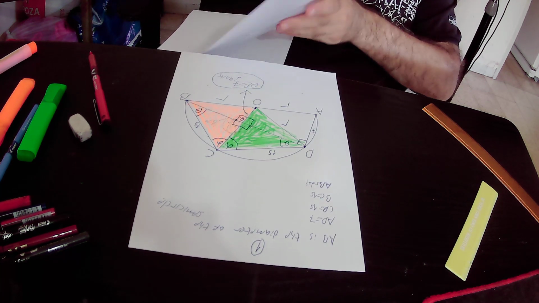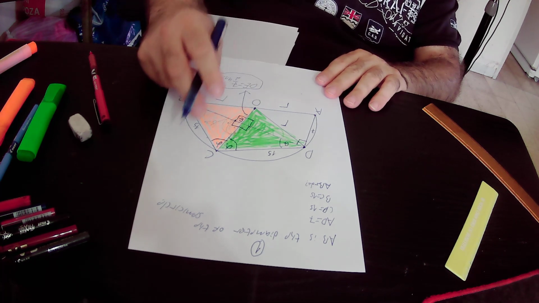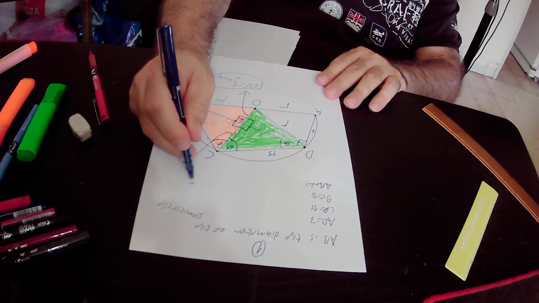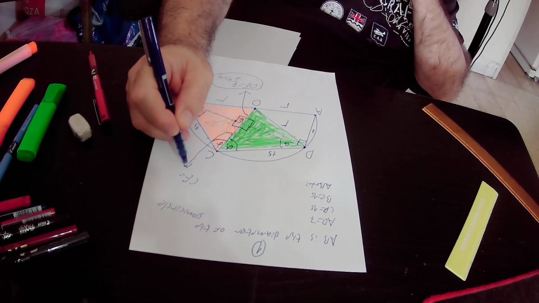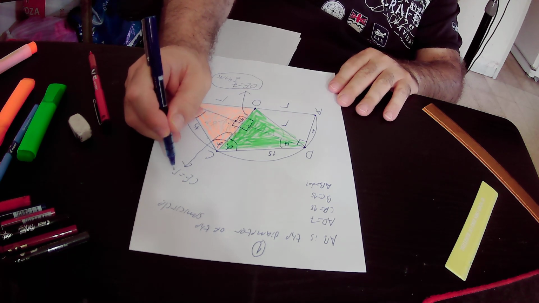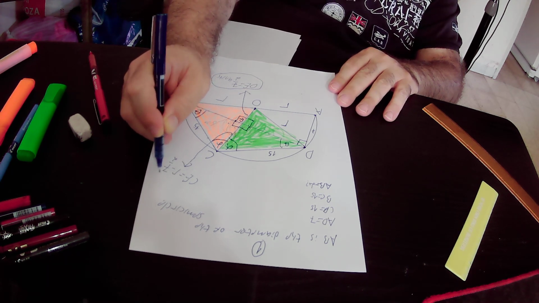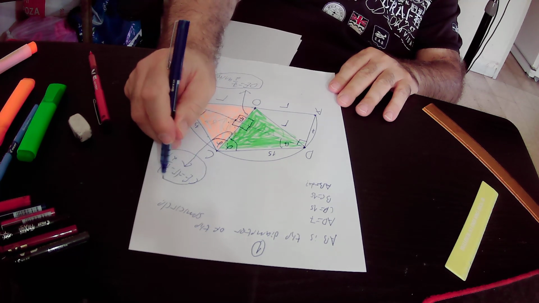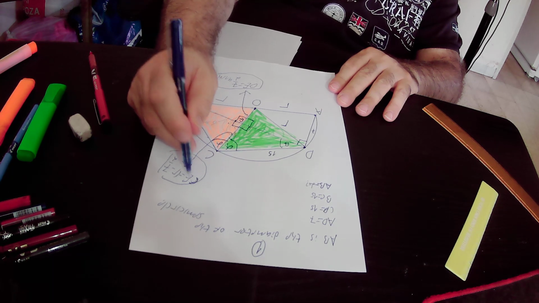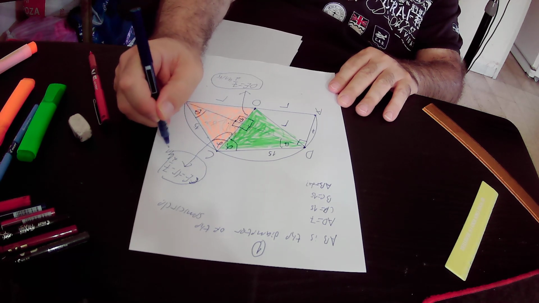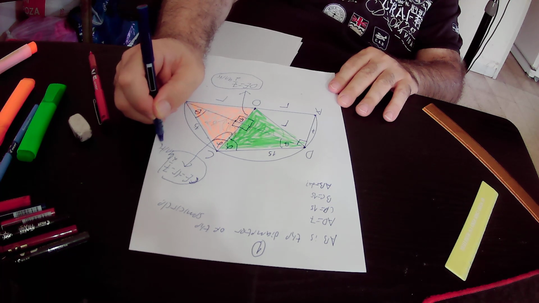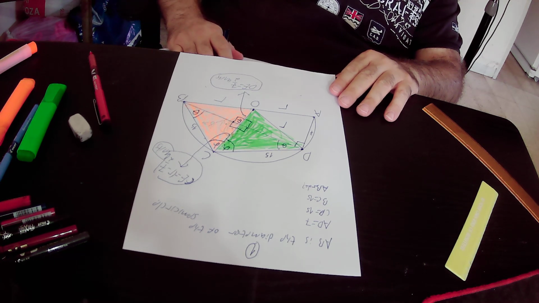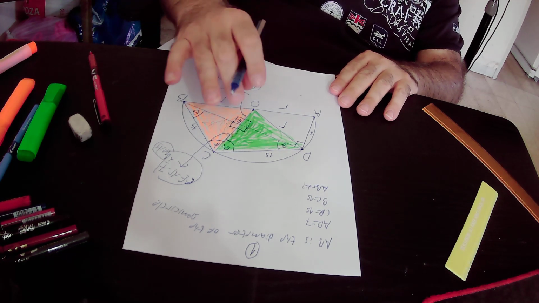So we can write here that CE equals R minus 7 over 2 units. Okay, CE equals R minus 7 over 2 units. So in the next step we will focus on two right triangles here.